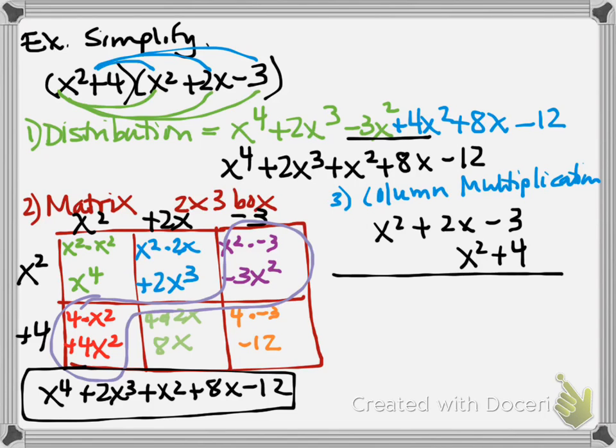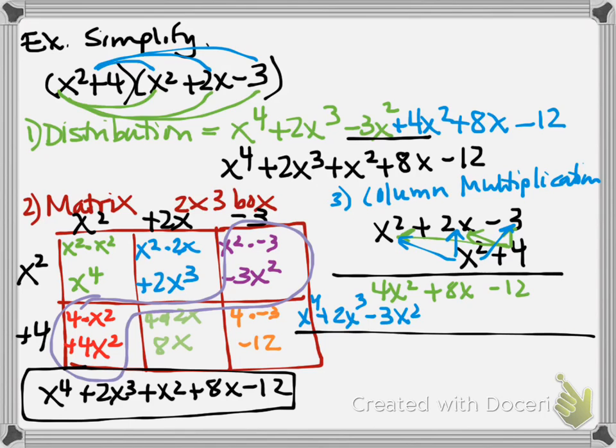So we're going to multiply everything on top by positive 4. So positive 4 times negative 3 is negative 12. Positive 4 times 2x is positive 8x. Positive 4 times x squared is positive 4x squared. Now I'm going to multiply everything on top by x squared. X squared times negative 3, and this is where I line things up. So I get negative 3x squared. X squared times 2x is a positive 2x cubed. X squared times x squared is a positive x to the 4th.